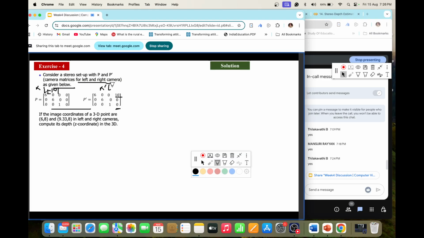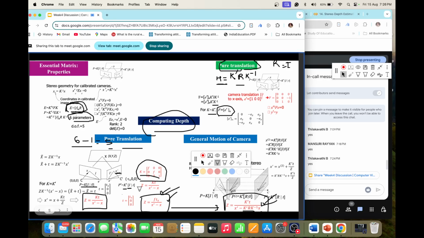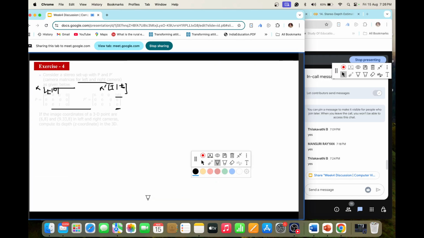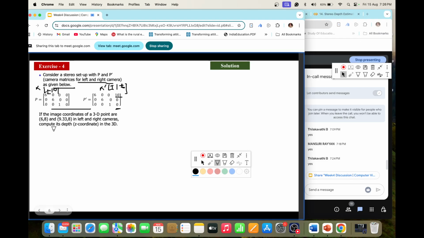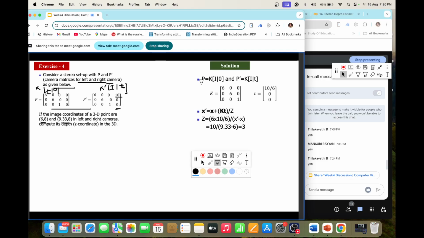I, because again there is no rotation here, and you have this t. So P is in the K I 0 form and P dash is in the K dash I t form. Very easy like this. So we apply this formula and we can get the corresponding depth. And x and x dash are also given here, so we can easily compute the depth.